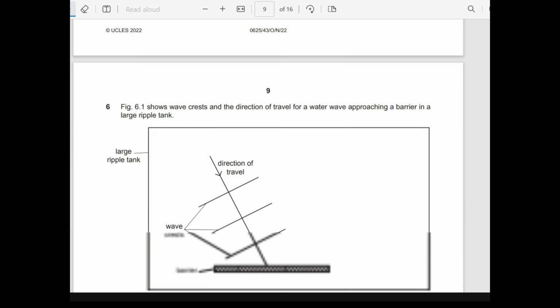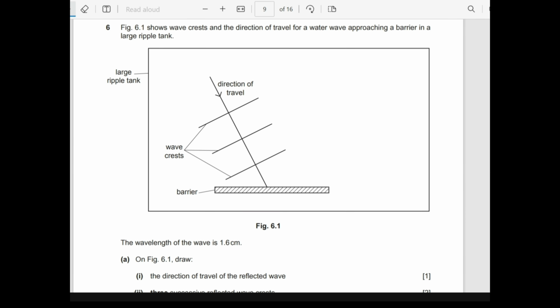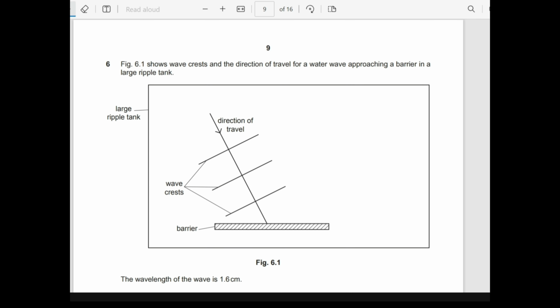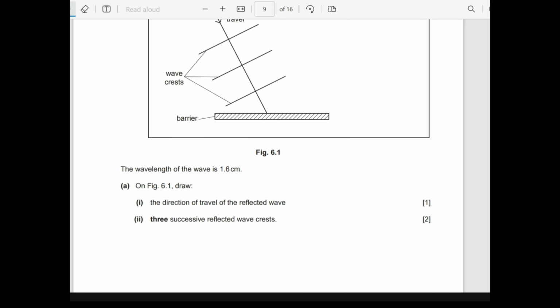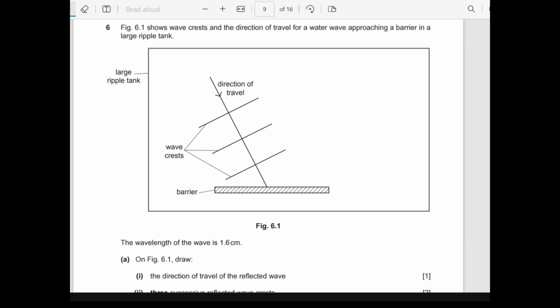All right. So for number six, fig 6.1 shows wave crests and the direction of travel of a water wave approaching a barrier in a ripple tank. The wavelength of the wave is 1.6 centimeters. Draw on fig 6.1 the direction of travel of the reflected wave. Okay, so let's try to draw the travel of the reflected wave.